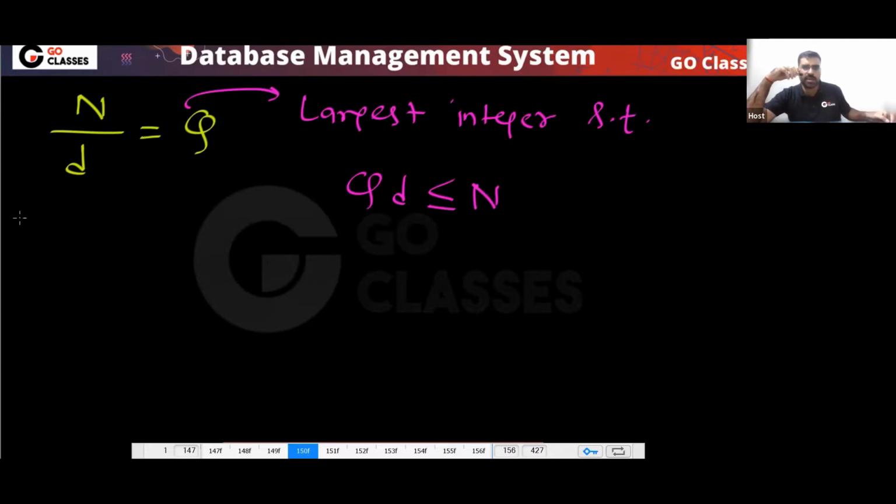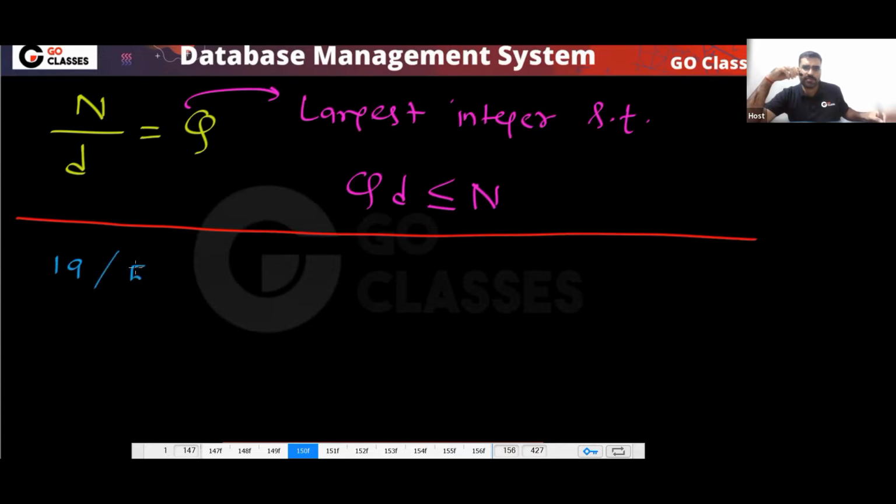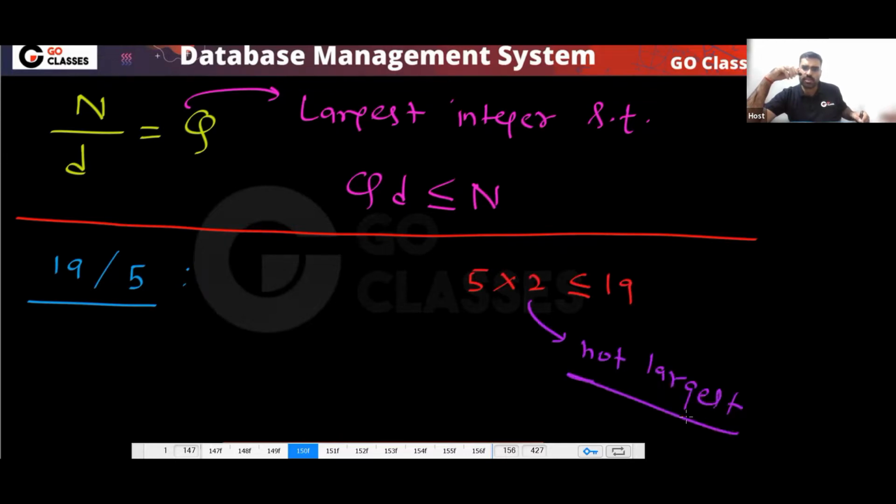Very simple. Now use this definition and tell me what will be the answer for 19 divided by 5. Tell me what is the largest integer. Remember, 5 multiplied by 2 is also less than or equal to 19, but that is not the largest. Correct? This is not the largest to satisfy this property.